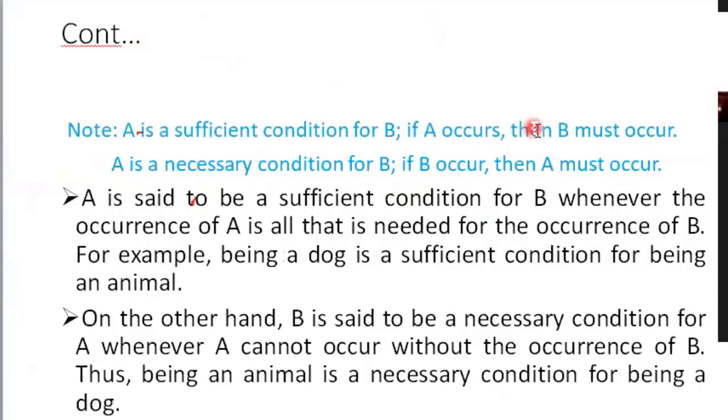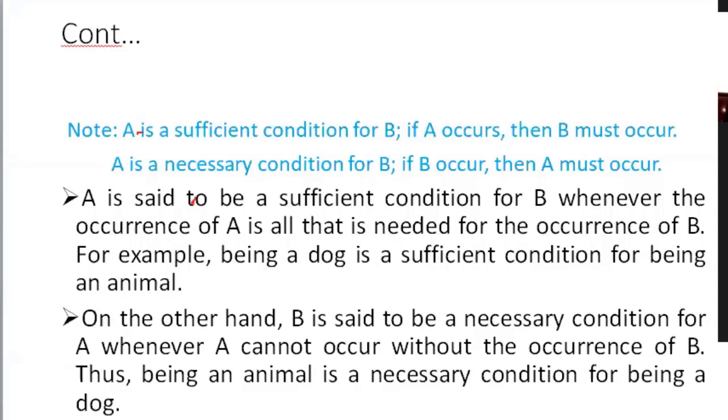In conditional sentences, there are two basic concepts: sufficient condition and necessary condition. A is said to be a sufficient condition for B whenever the occurrence or existence of A is all that is needed for the occurrence of B. If this is the case, we can say that A is a sufficient condition for B.